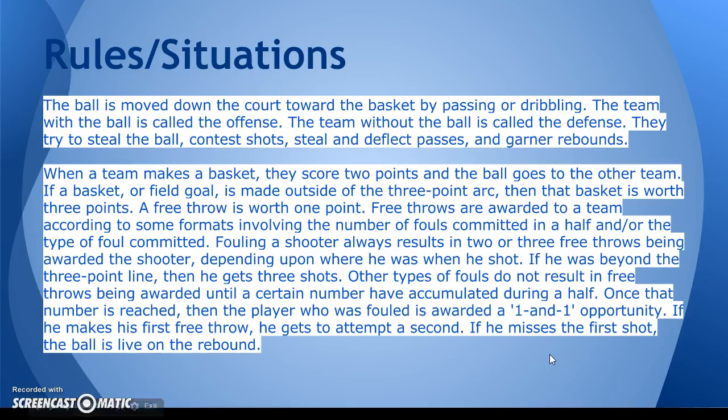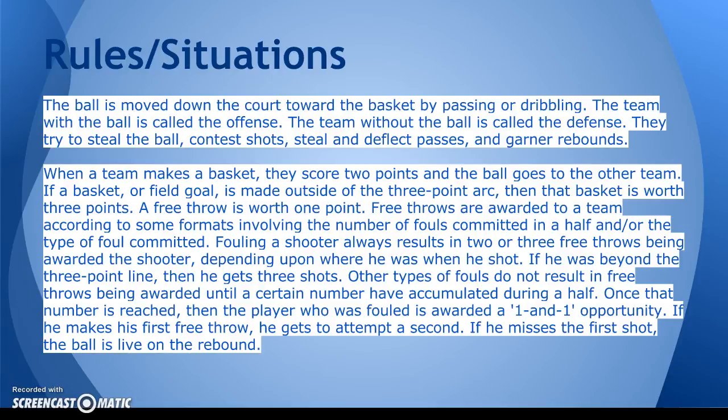Rules and situations. The ball is moved down the court towards the basket by passing or dribbling. The team with the ball is called the offense. The team without the ball is called the defense. They try to steal the ball, contest shots, deflect passes and get rebounds. When a team makes a basket, they score 2 points and the ball goes to the other team. If a basket or field goal is made outside of the 3-point line arc, then the basket is worth 3 points. A free throw is worth 1 point.